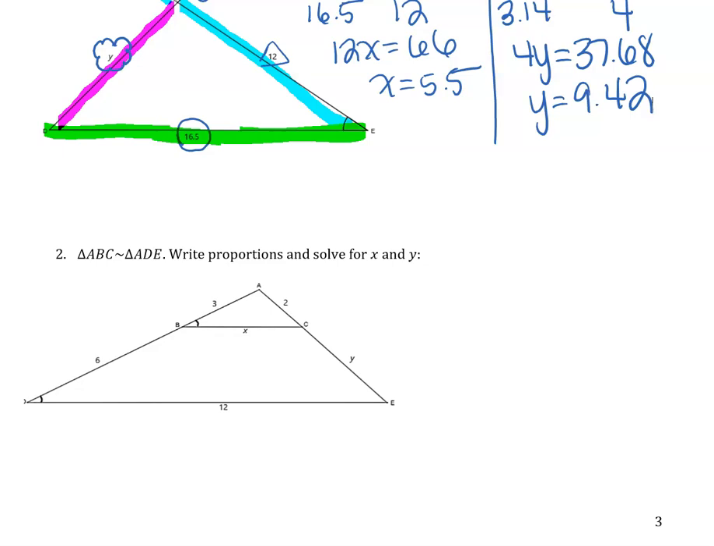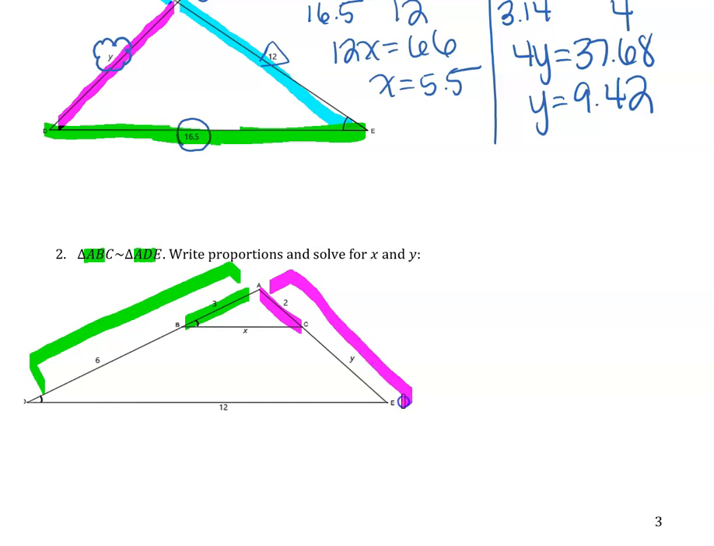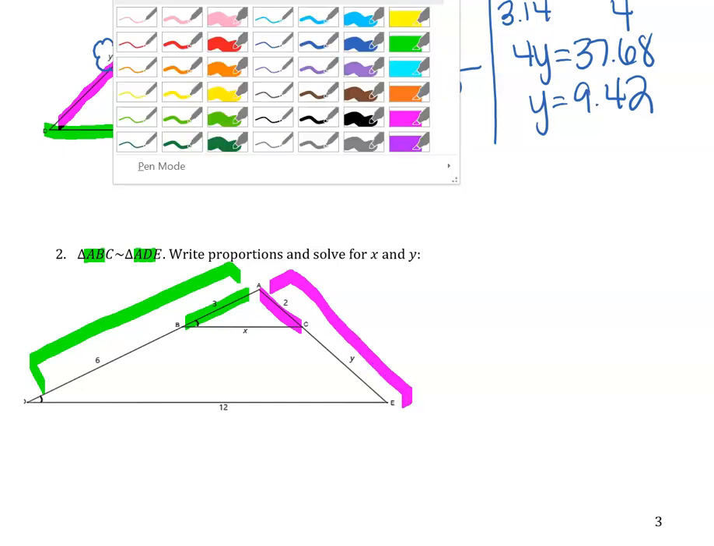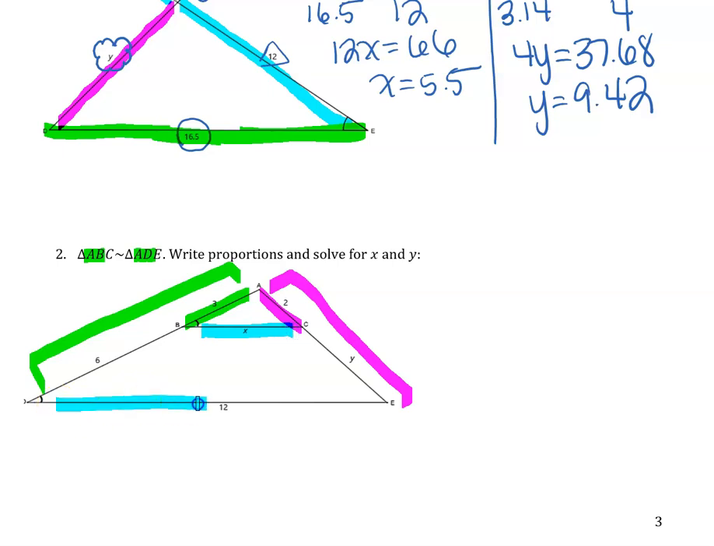Okay, next. Triangle ABC, which is this small triangle, is similar to ADE, which is this big triangle. So small triangle versus big triangle. Again, AB will correspond to AD, just like so. AC will correspond to AE. And then lastly, it would make sense that these sides correspond.